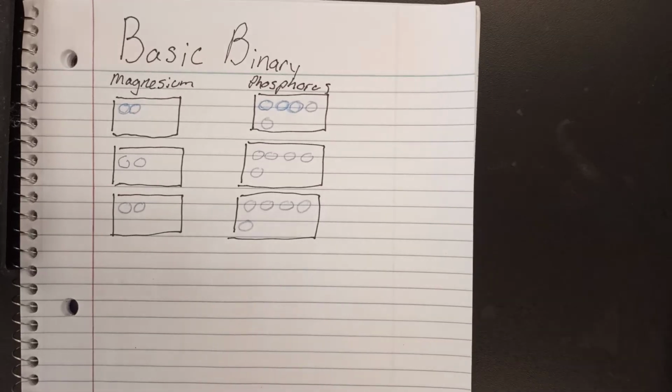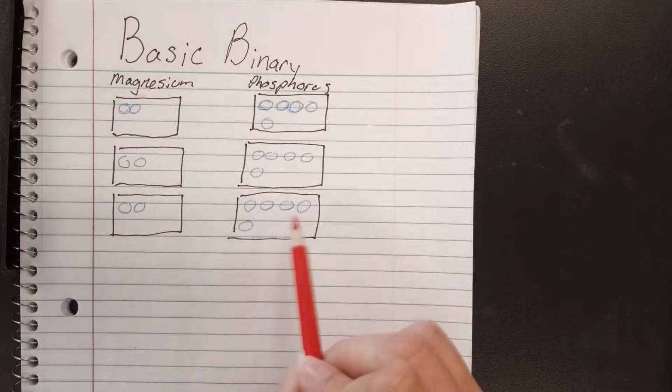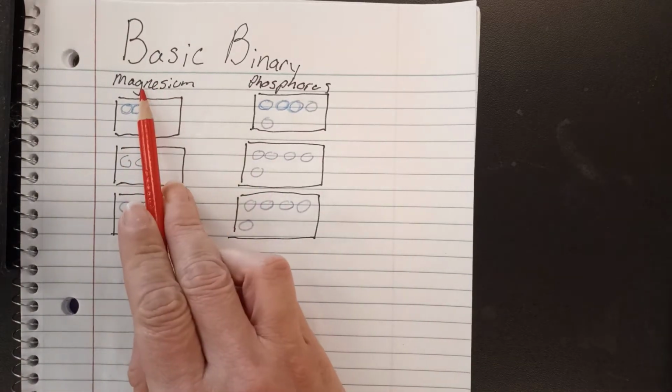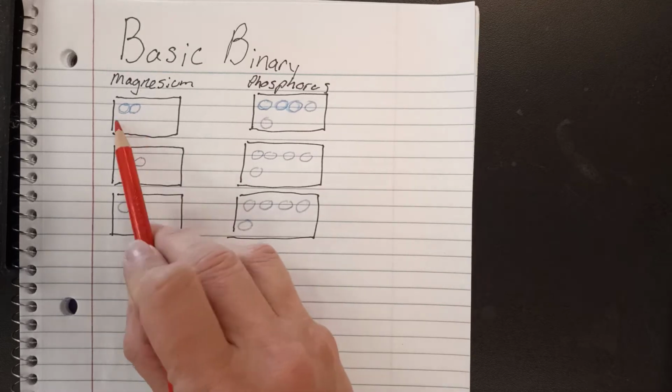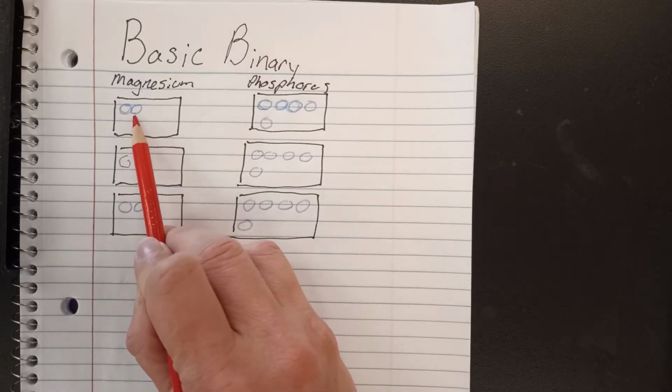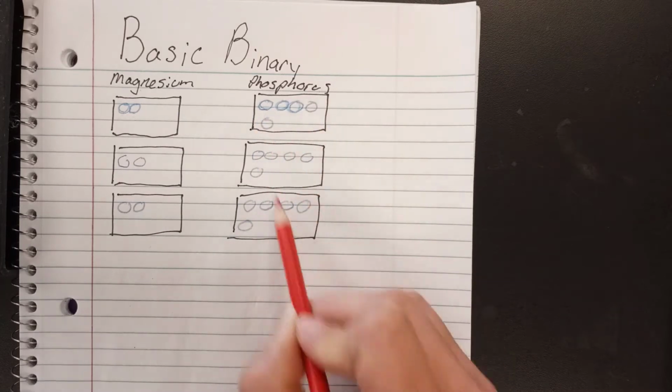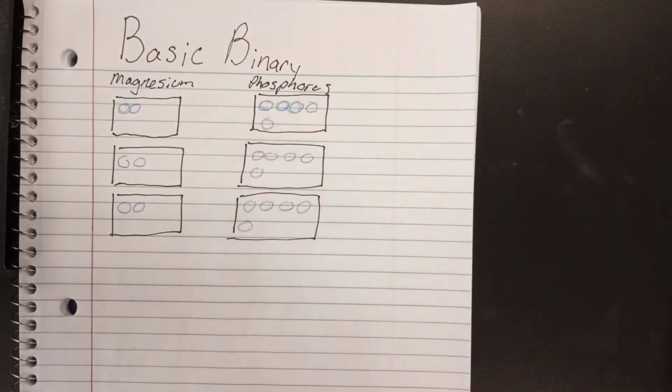Okay, so up until now, we've been finding the formulas for ionic compounds through this process, right? So we find our metal, and we draw out some atoms with their electrons, right? 2 valence electrons in a magnesium atom. And then we find our nonmetal and we draw out its valence electrons. So there's 5 in this phosphorus.